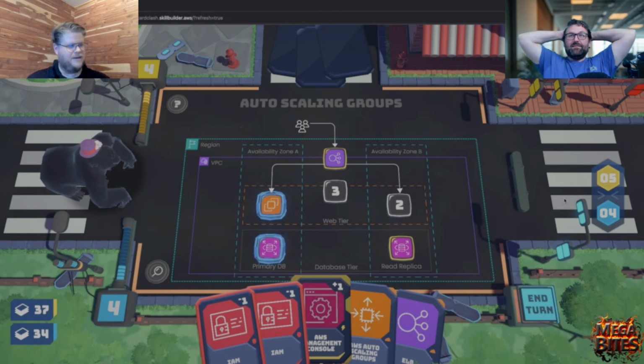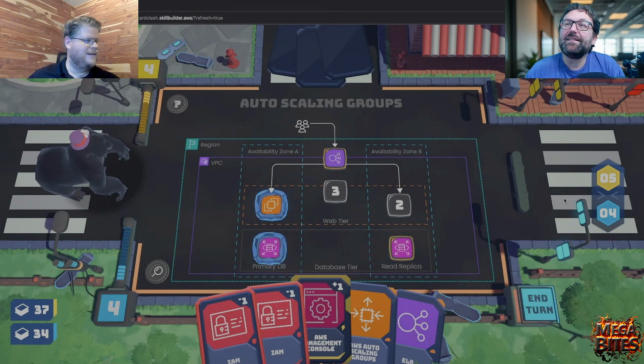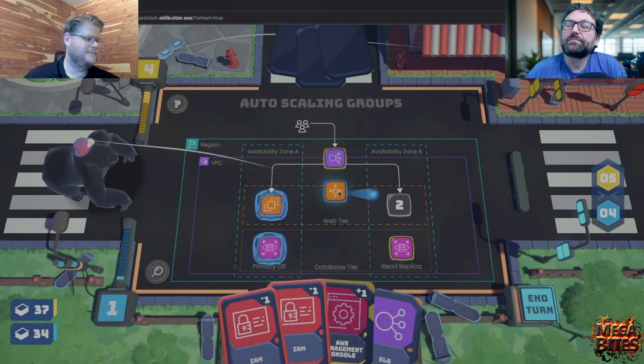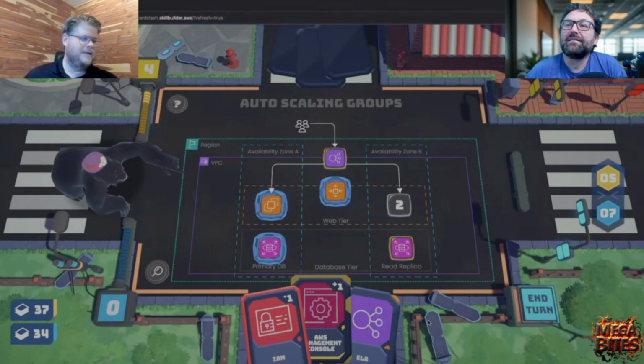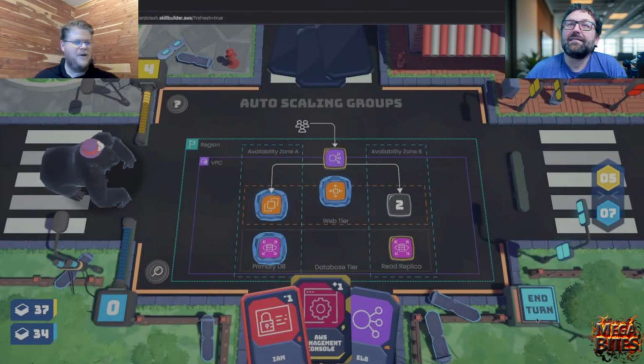I'd just take the auto scaling personally. Let's do it. Let's play it safe. Auto scaling and secure. Let's play it safe. We can throw away the IAM at least. Well, you just never know.